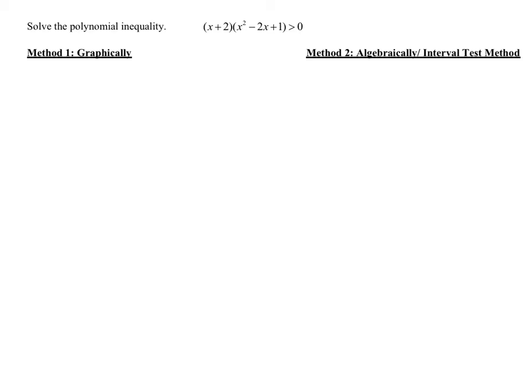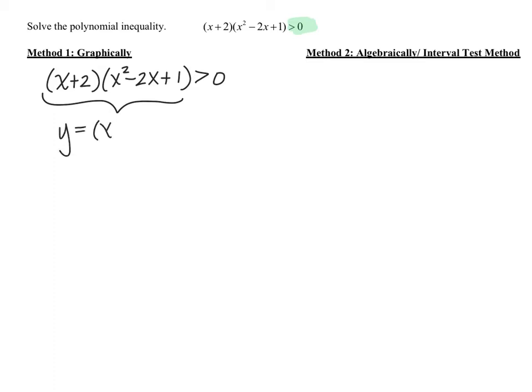Anytime we have a polynomial inequality, we always need to begin by expressing the function compared to 0. In this particular case, you'll notice that it's already greater than or equal to 0, so that step has already been done for us. Now we're going to take a look at the left-hand side, the expression, treat it as a function, and think about what the graph would look like. So y equals x plus 2 times x squared minus 2x plus 1. We're thinking graphically, trying to figure out what this function would look like.